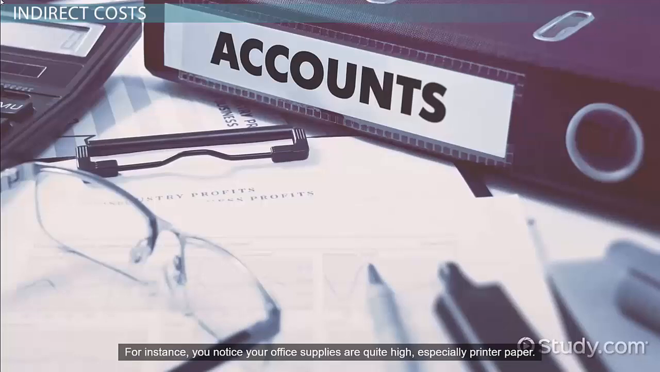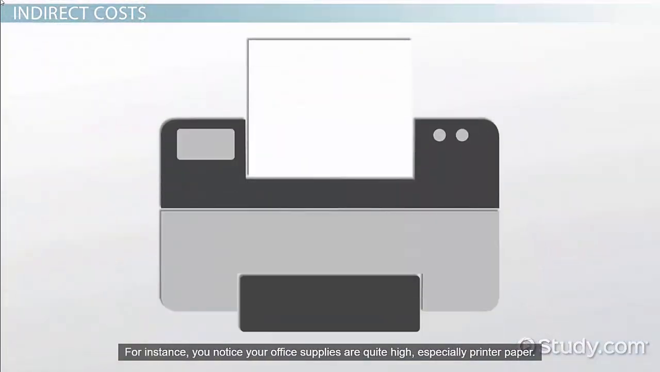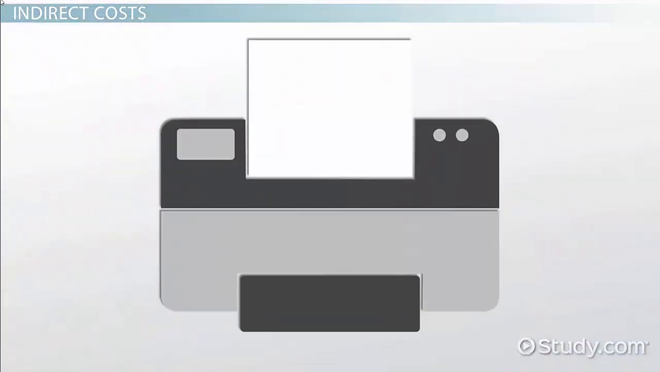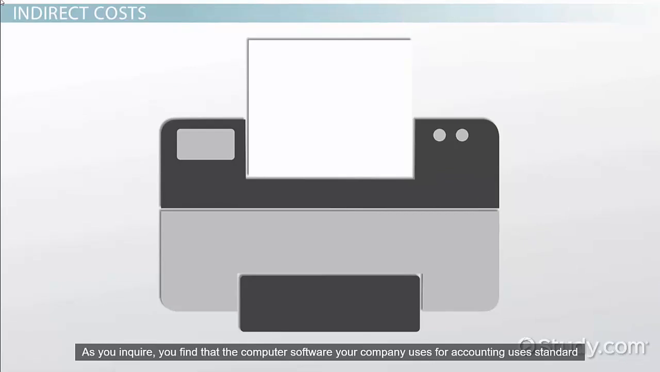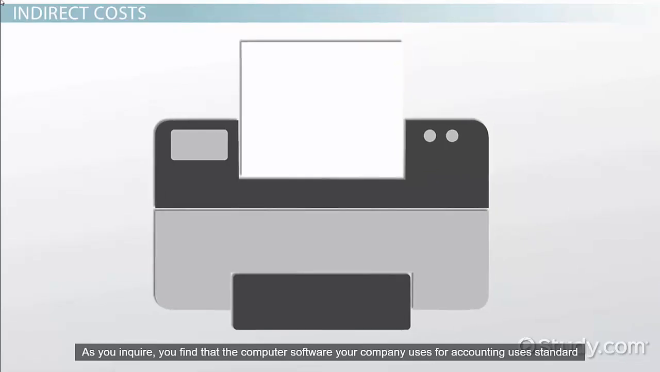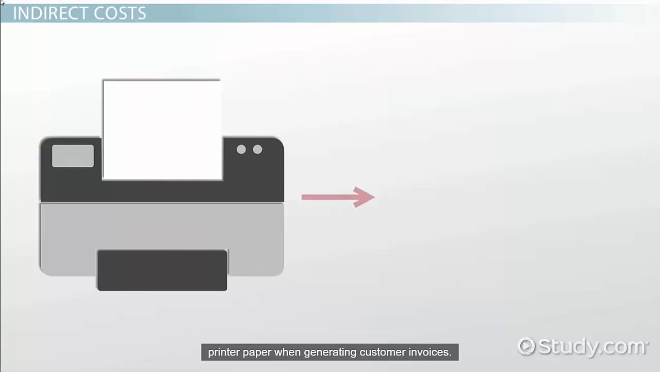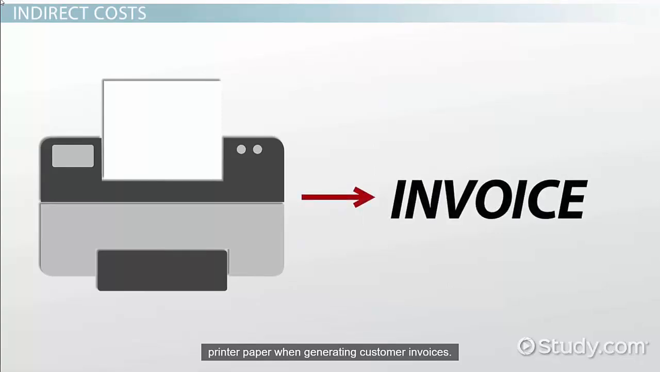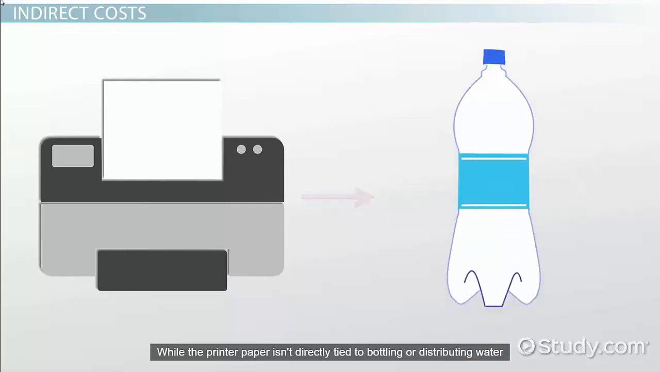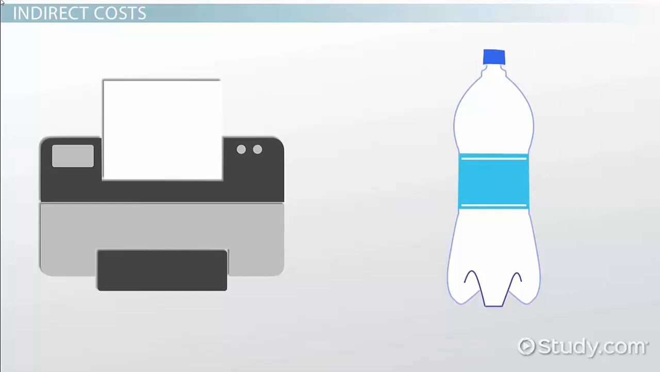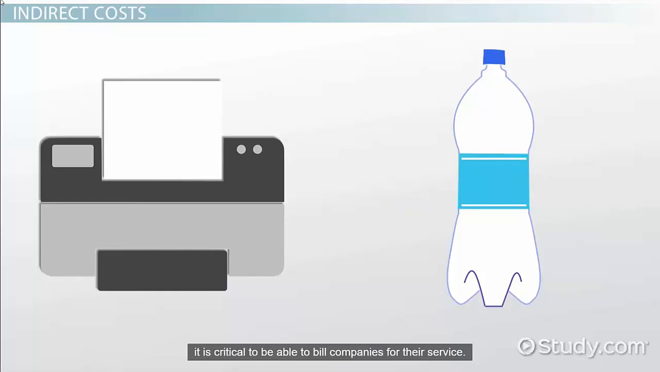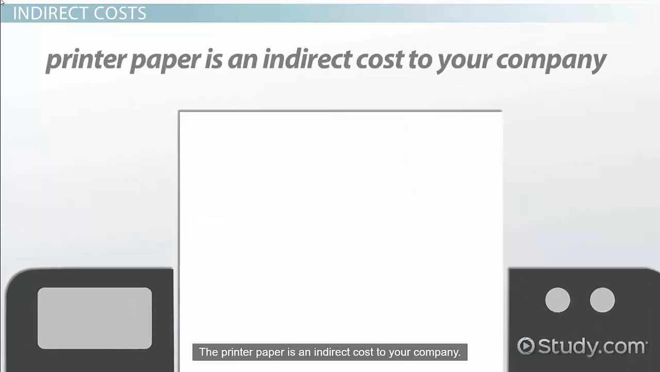For instance, you notice your office supplies are quite high, especially printer paper. As you inquire, you find that the computer software your company uses for accounting uses standard printer paper when generating customer invoices. These invoices are sent to all customers to bill them for water deliveries. While the printer paper isn't directly tied to bottling or distributing water, it is critical to be able to bill companies for their service. The printer paper is an indirect cost to your company.